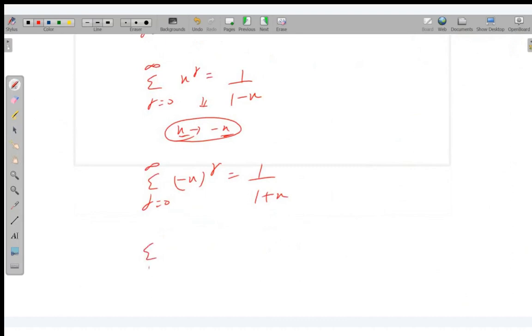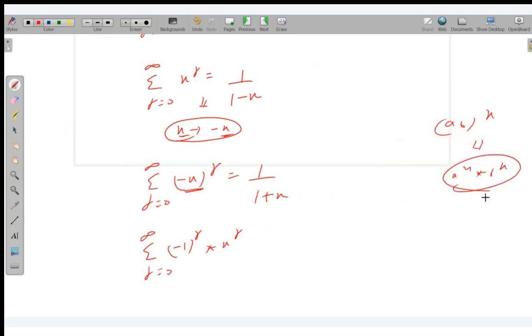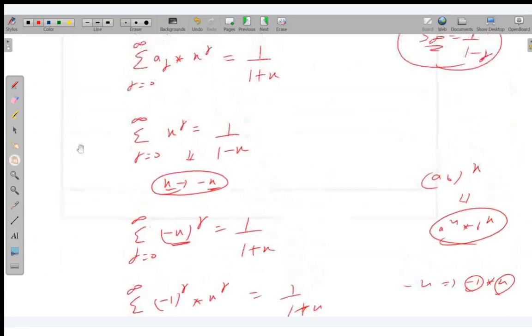Now I will say sigma r equal to 0 to infinity of minus 1 power r into x power r. Is it okay? Minus x power r is nothing but minus 1 power r into x power r. See this: ab power x is nothing but a power x multiplied by b power x. That is obvious. The same thing I have done here. Minus x means minus 1 multiplied by x. So I have just broken it into minus 1 and x. That is nothing but 1 upon 1 plus x. So now try to visualize this. That's why I have written this.